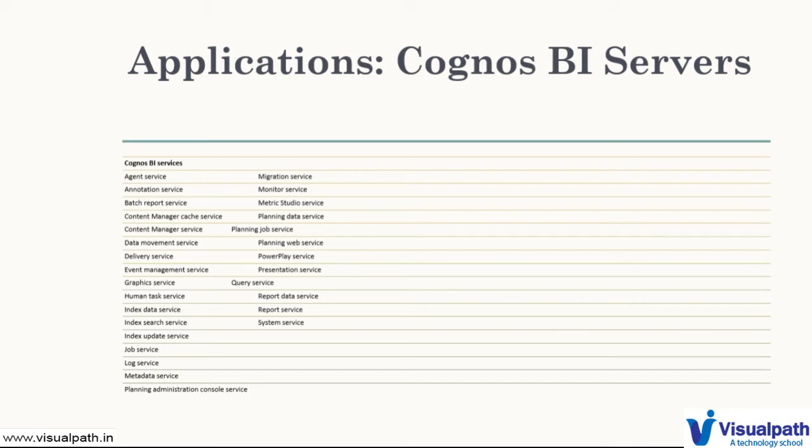Then we have the annotation service. This service enables the addition of commentary to reports via IBM Cognos Workspace. These comments persist across versions of the report. Then we have the batch report service. This service manages background requests to run reports and provides output on behalf of the monitor service. Then we have the content manager cache service. This enhances overall system performance and content manager scalability by caching frequent query results in each dispatcher. Then we have the content manager service.